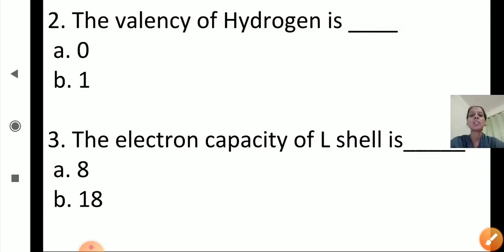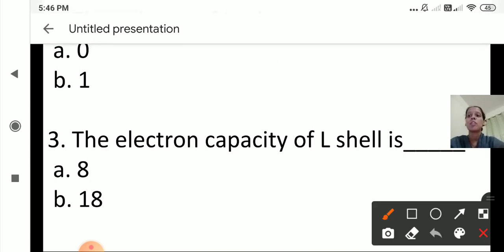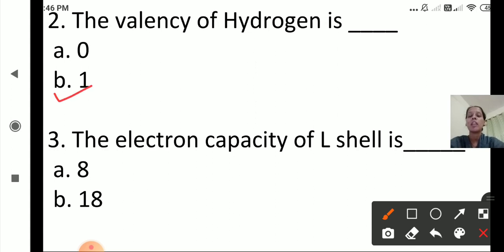Now the second question is: the valency of hydrogen is dash. A, 0; B, 1. I hope all of you know the answer. What is the valency of hydrogen? The valency of hydrogen is 1, correct? So which is the correct option here? B is the correct option. So you will click on the correct option, that is option B, 1.